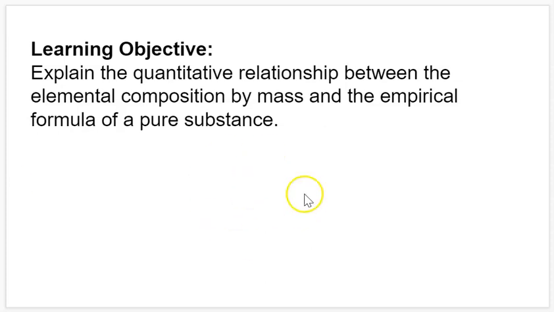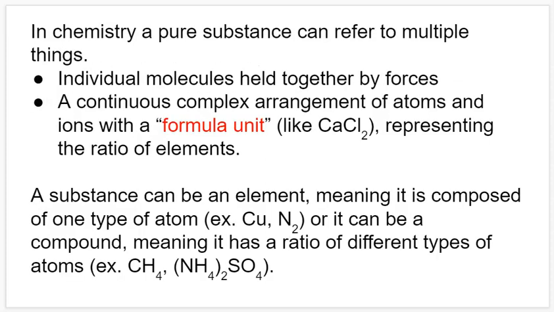Now, this might not make a lot of sense on its own, so let's go through and define some of these phrases here, especially that of a pure substance. That'll get us to where we're trying to go with this. So in chemistry, a pure substance can refer to multiple things. Either we're talking about individual molecules held together by forces, particularly intermolecular forces, but we'll get into that way later, or a continuous complex arrangement of atoms and ions with a formula unit like CaCl2 representing the ratio of elements.